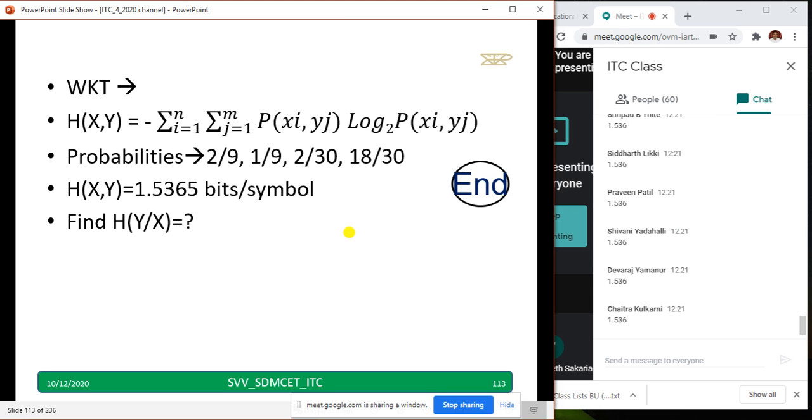Now find out h of y given x. Find out h of y given x. All of you know the equation: h of x comma y minus h of x. If these two answers you already have in a notebook, Devraj, Chaitra, Praveen, Siddharth, Shivani, all have got the same answer 1.53. H of y given x you can find out, and your answers you can type in the chat box.